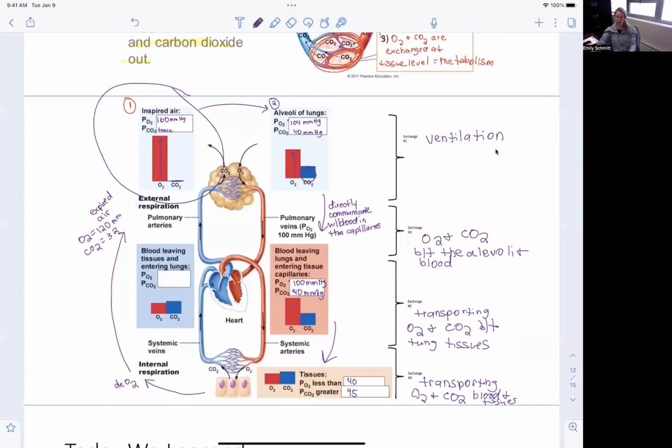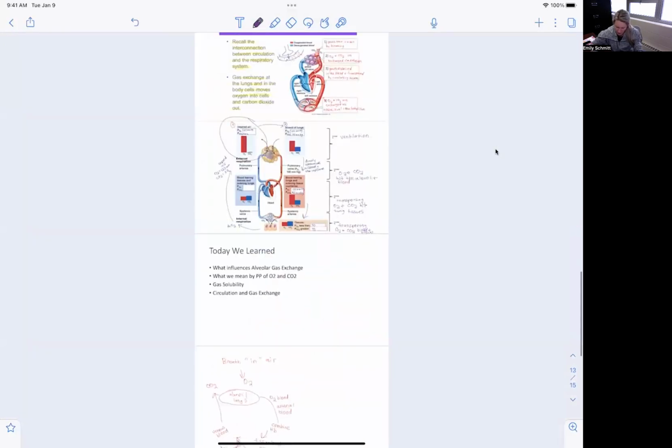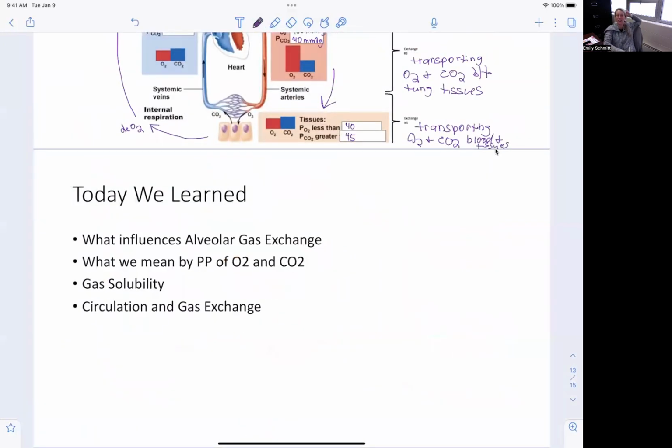So hopefully through these different examples, we have been able to convince you what influences this alveolar gas exchange, what we mean by partial pressures, an introduction with gas solubility, and then ending with our circulation and gas exchange.